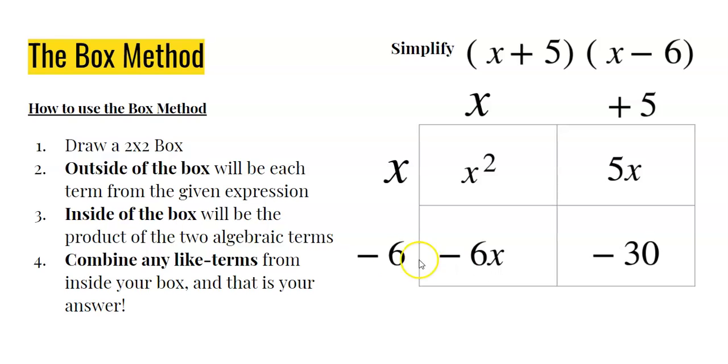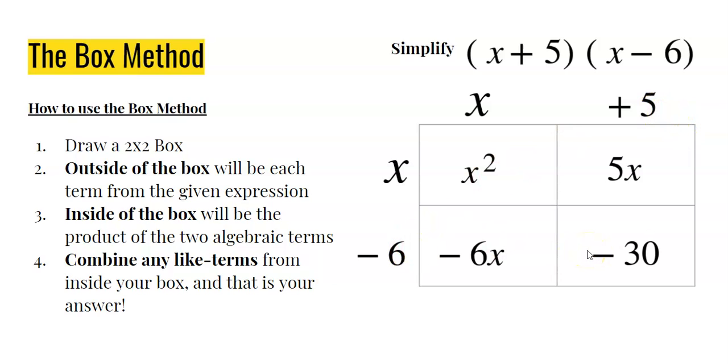First, you draw a 2 by 2 box. Outside of the box will be each term from your binomial expressions. So for example, we have x plus 5 and x minus 6. Here I'll write my x plus 5, x minus 6. That's outside my box. Inside my box will be the product of the two algebraic terms. So for example, x times x is x squared, 5 times x is 5x, x times negative 6 is negative 6x, 5 times negative 6 is negative 30.